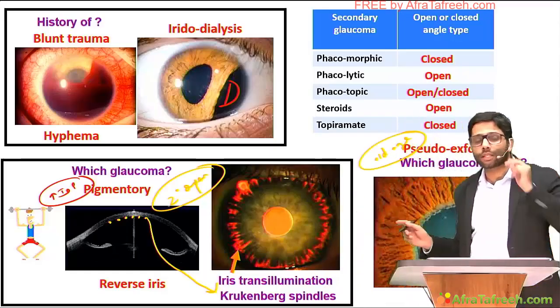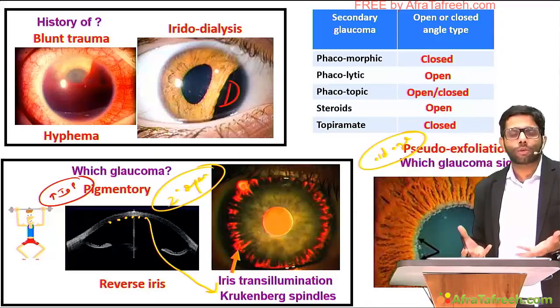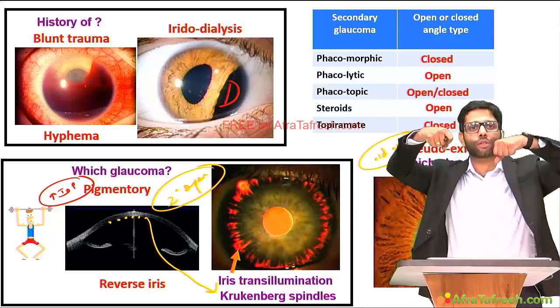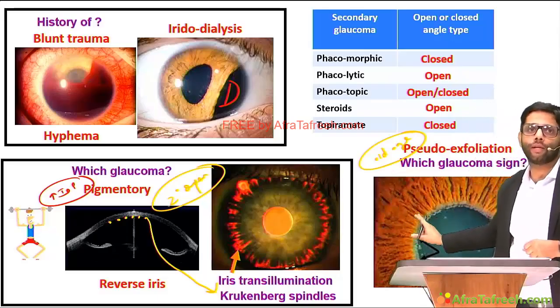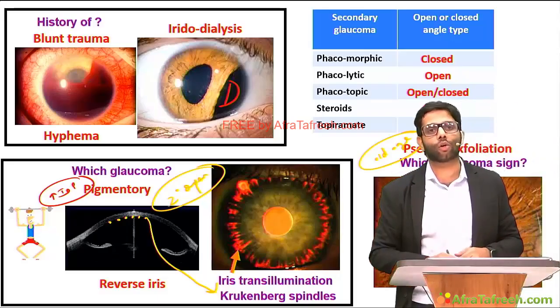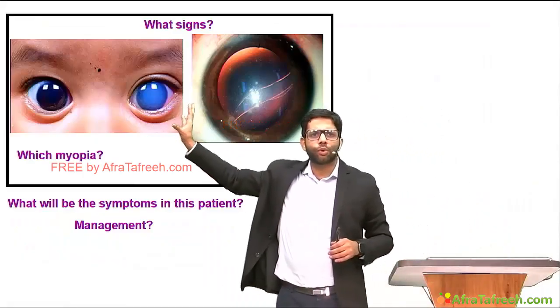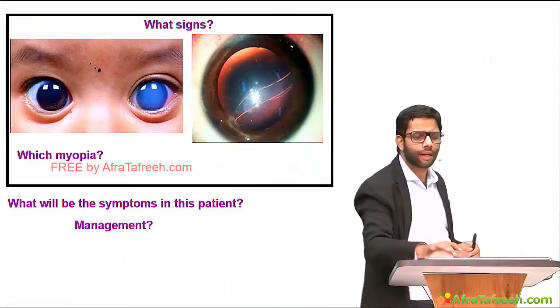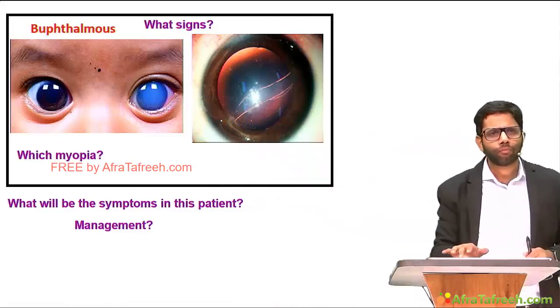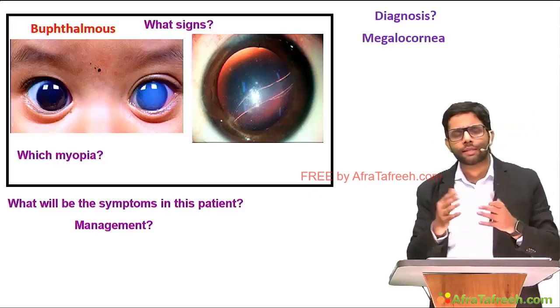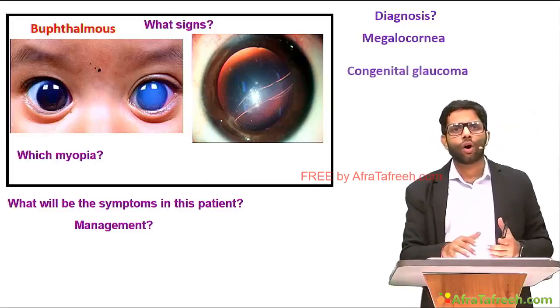Initially it blocks the trabecular meshwork, the open angle. Later the iris is pulled upward towards the cornea, so it can be initially open, later closed. That's the most common secondary glaucoma, pseudo exfoliation. So the child, the left eye is big with bluish appearance. The big eye, that is buphthalmos. Now this is seen in what? The diagnosis is megalocornea, increase in the size of the cornea, or congenital glaucoma.